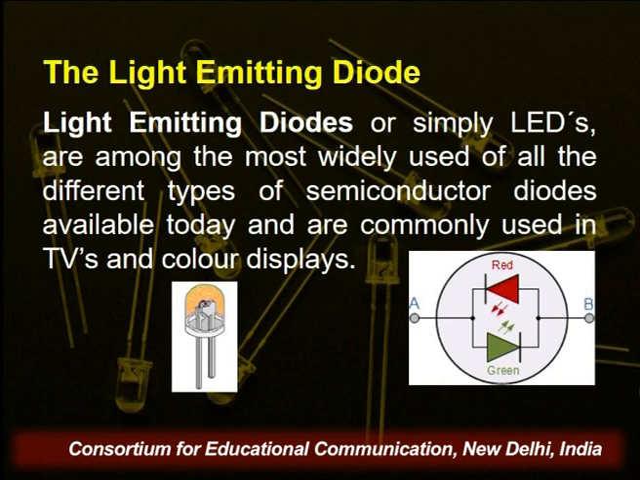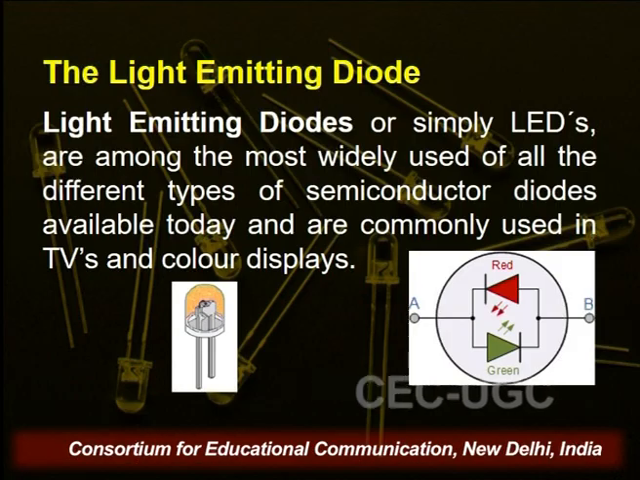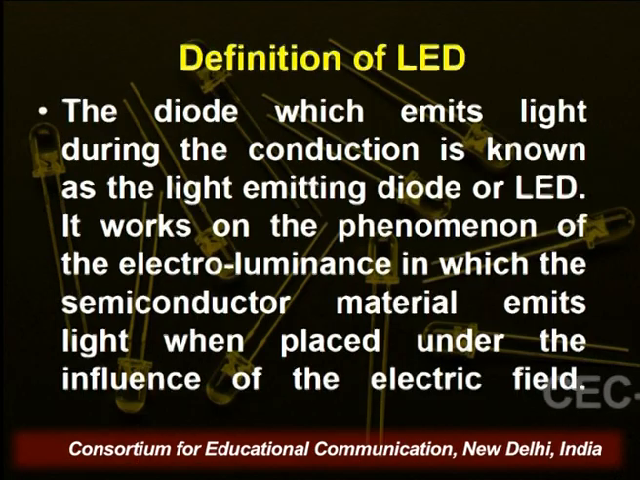First, the light emitting diode, or simply LED, is among the most widely used of all the different types of semiconductor diodes available today. These light emitting diodes are made up of semiconductor diodes and commonly used in many electronic appliances. Some examples are TVs and color displays. You are seeing on the screen the common LED we use in our daily life.